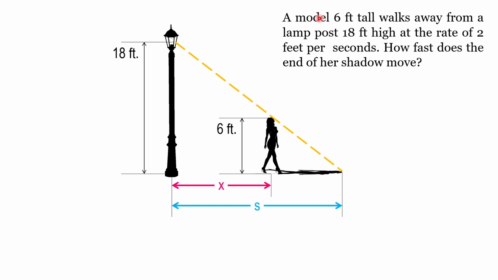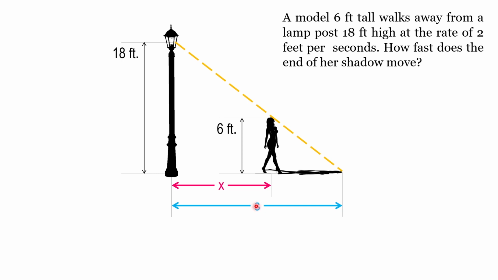And since according to the problem, the model is walking away from the lamppost, that means that your x is also changing through time. Because when the model moves away, your x, the distance from the model and the lamppost, is also increasing. So it is changing through time. And the rate at which x is changing with respect to time is actually the rate at which the model is walking away from the lamppost. So this means that this given 2 feet per second is actually the rate at which x is changing through time.